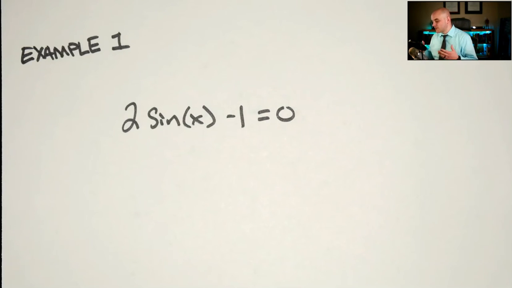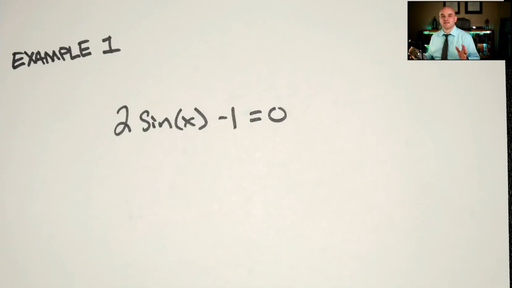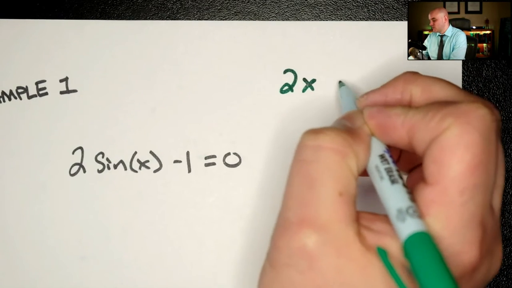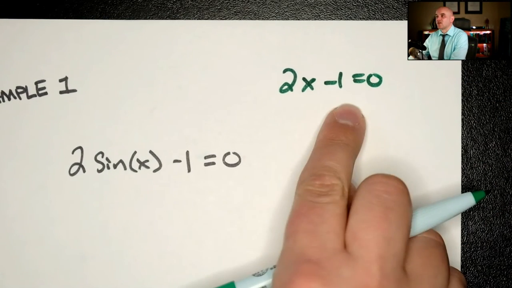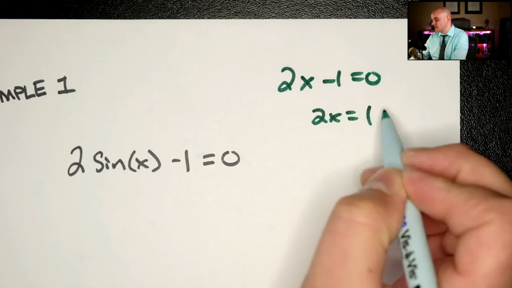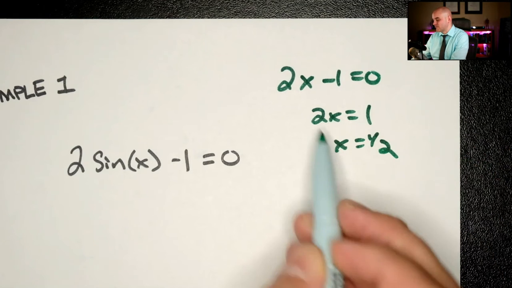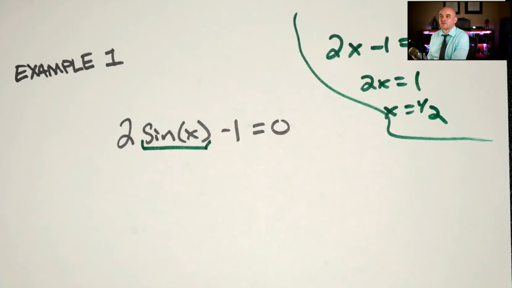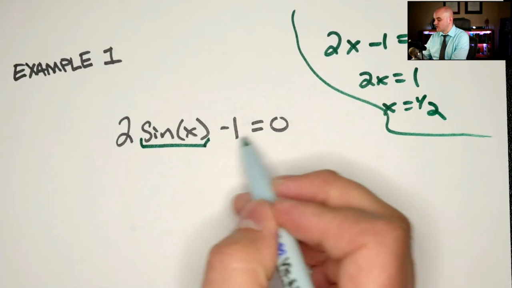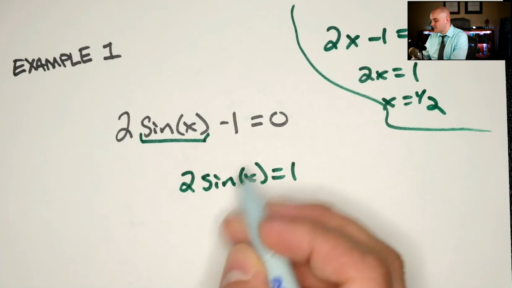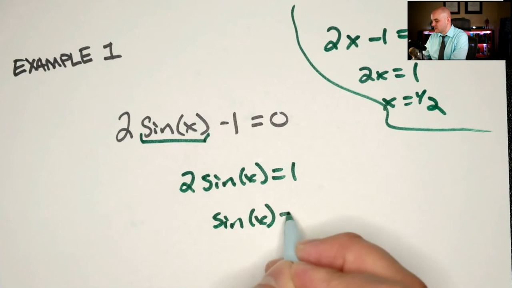All right, so the first step in solving a trig equation is to get the trig function by itself, or isolate that trig function. You can almost treat it like when you had something like 2x minus 1 equals 0 back in algebra class. If you're solving for x there, you add 1 to both sides, get 2x equals 1, and then divide by 2, and you get x equals 1/2. That's how we did it in algebra. We're going to get the sine of x by itself first here, using the same steps. We add 1 to both sides and get 2 times the sine of x equals 1. Divide both sides by 2, and you get the sine of x equals 1/2.